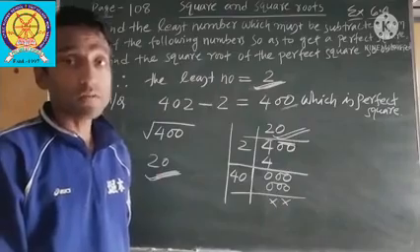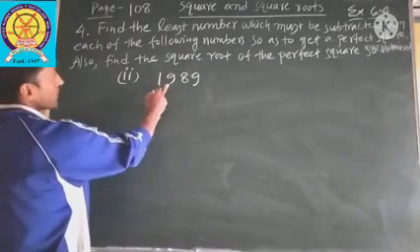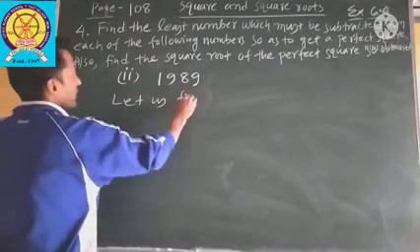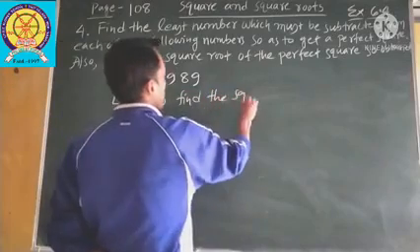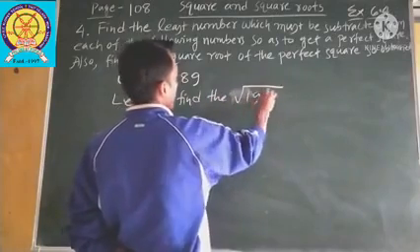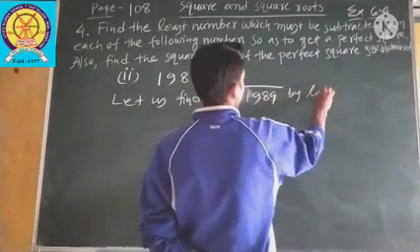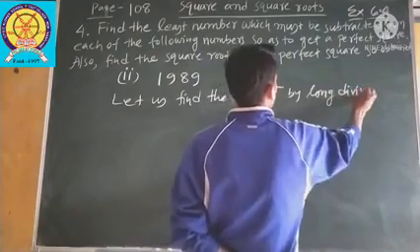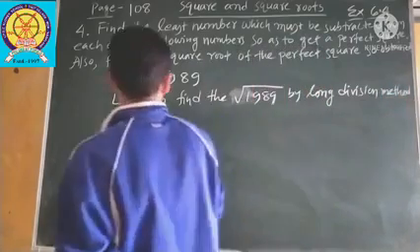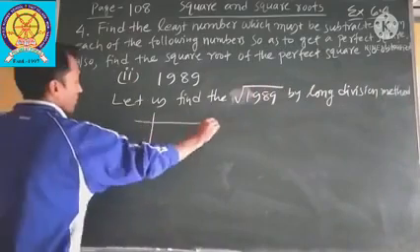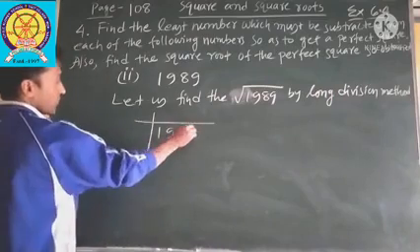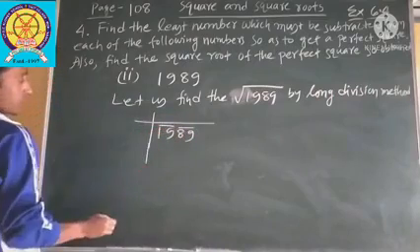Now we will do the next one. Next question, question number 2, 1989. Let us find the square root of 1989 by the long division method. To find the square root, first you make pairs from the one's place. So we get two pairs.